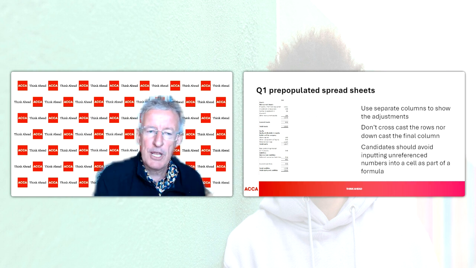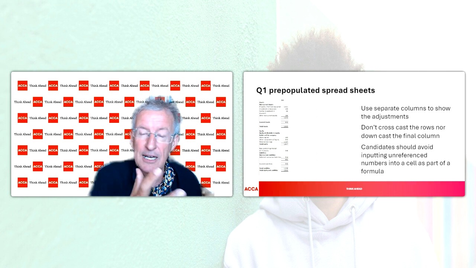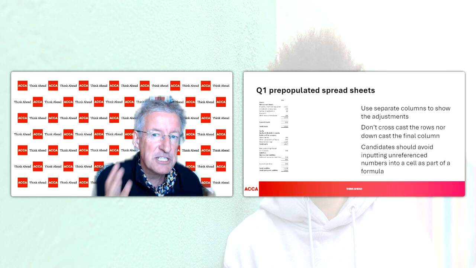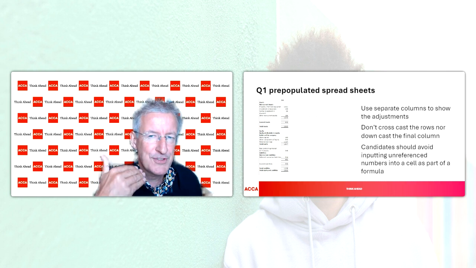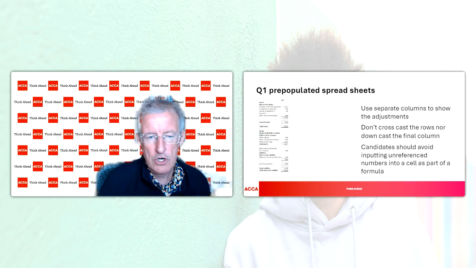So avoid putting unreferenced numbers in a cell as part of a formula. Try and make the marker able to mark your script without looking at the formula. If you want to be friends with the marker, they should be able to understand what you're doing without a big formula. It's SBR. The numbers are not going to require a lot of formula. So try not to do that.